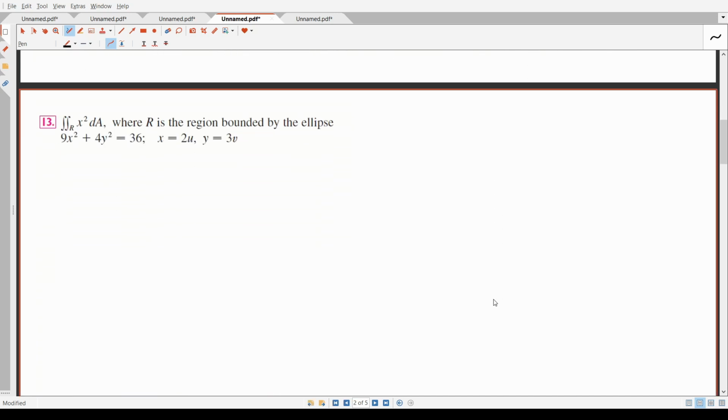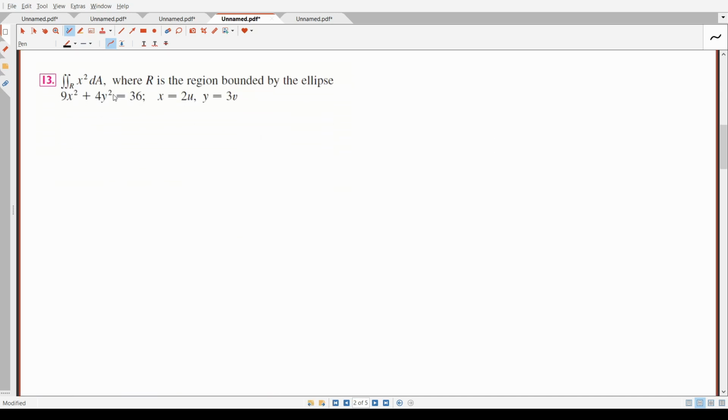Okay, so let's do an example. Let's do a change of coordinates, where R is the region bounded by the ellipse, and we do this transformation here. Before I do anything else, let's compute the Jacobian of the transformation. So the Jacobian is dx/du, dx/dv, dy/du, dy/dv.